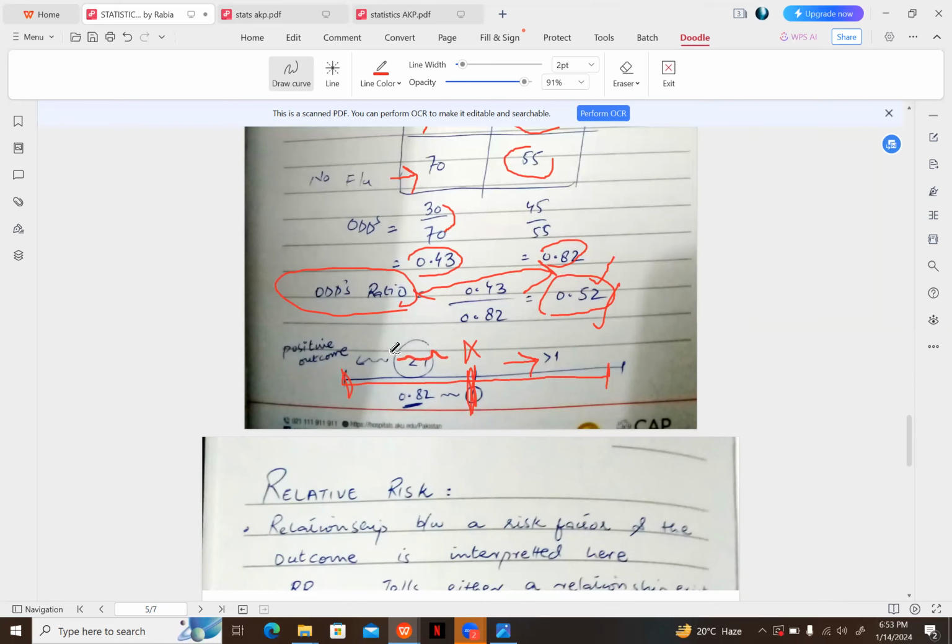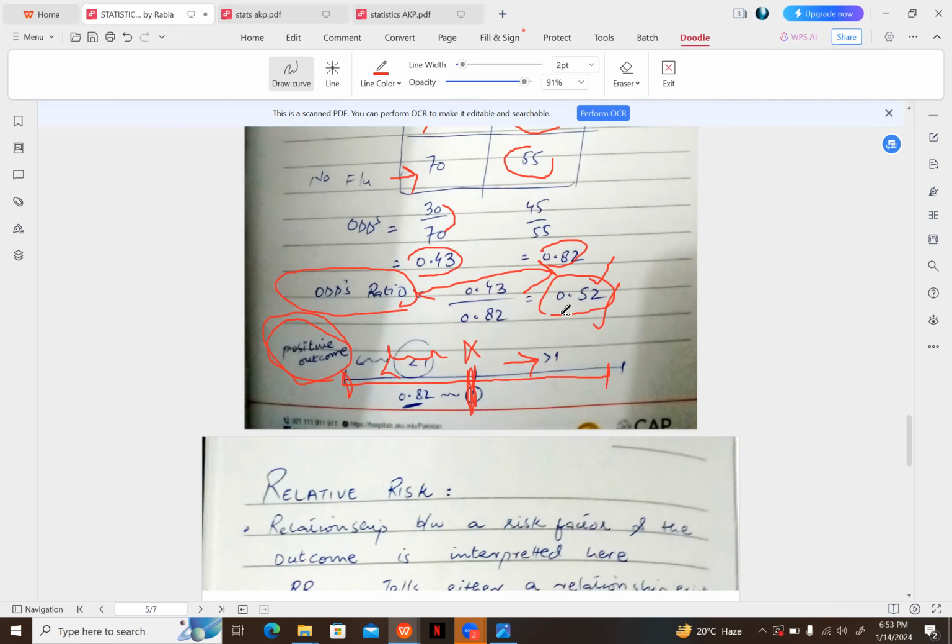0.52 is towards the negative side. It is going towards the negative side, but it is a positive outcome for us, because getting less flu after getting the vaccination is a good thing for us, a positive impact for us. So this is how you interpret.